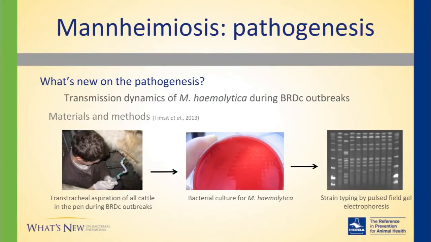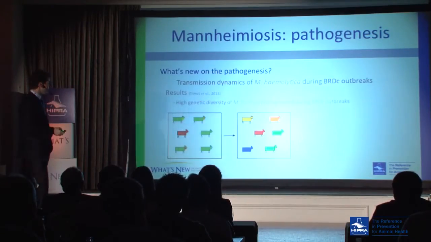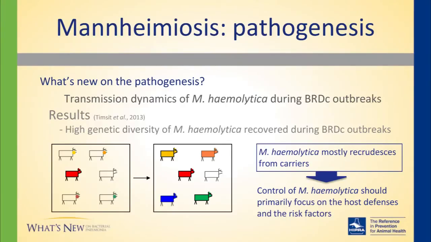To respond to this question, I did transtracheal aspiration in cattle housed in the same pen during BRD outbreaks. Then I did a culture to isolate Mannheimia haemolytica, and finally I did strain typing by pulsed-field gel electrophoresis to differentiate those strains from each other. And what I found is a high genetic diversity of Mannheimia haemolytica.